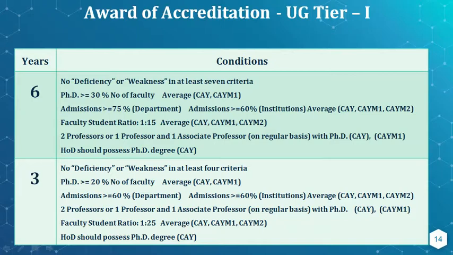When it comes to the 3-year accreditation, some of the rules have been slightly relaxed in terms of numbers. For Tier 1, instead of 7 criteria, here it is only 4 criteria: no deficiency or weakness in 4 criteria. The PhD percentage has come down from 30 to 20%. Admission for department has come down from 75% to greater than or equal to 60%. Admission for the institution remains the same, greater than or equal to 60%.